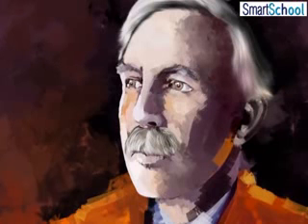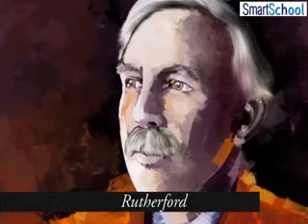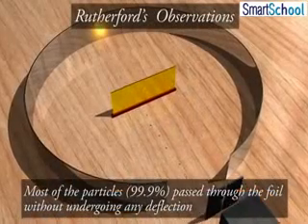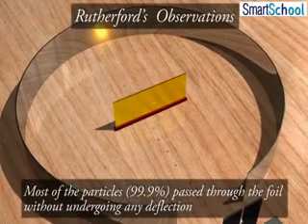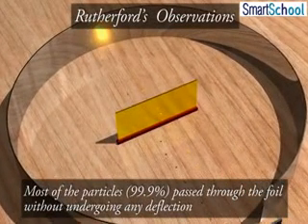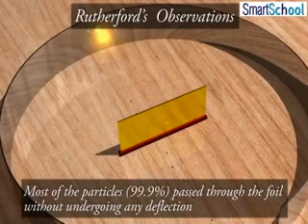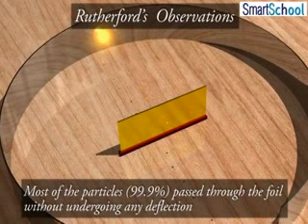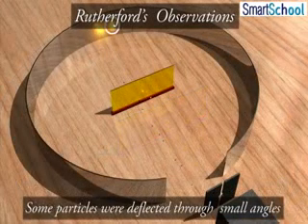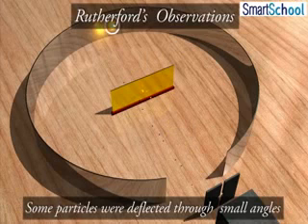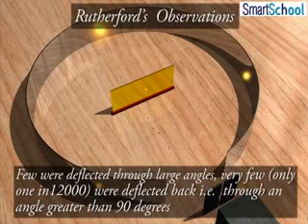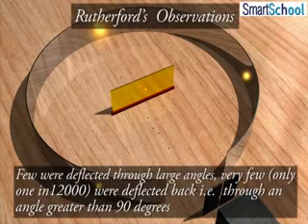From these experiments, Rutherford made the following observations. Most of the particles, that is 99.9%, passed through the foil without undergoing any deflection. Some particles were deflected through small angles, and a few were deflected through large angles. Very few, only 1 in 12,000, were deflected back, that is, through an angle greater than 90 degrees.